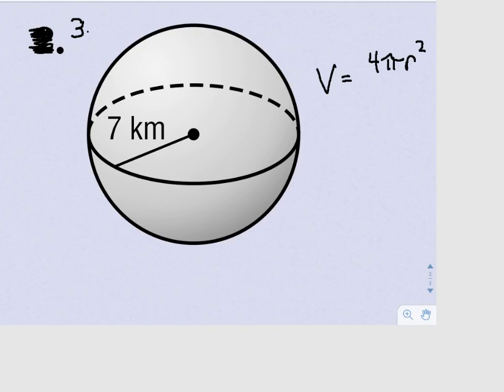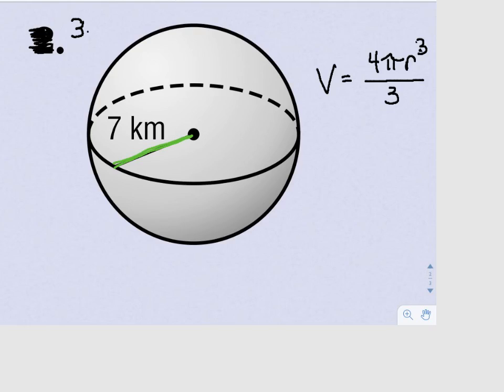I'm sorry, it's not squared. It's actually radius cubed. Sorry about that. Please change your reference. It's radius cubed. All that divided by 3. Okay? So let's go ahead and identify the radius. The radius of this sphere is 7 kilometers.